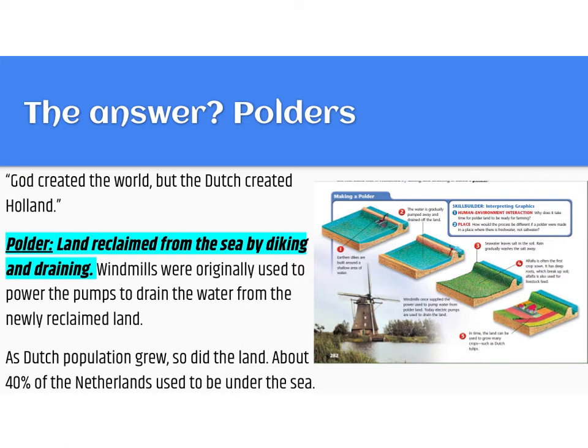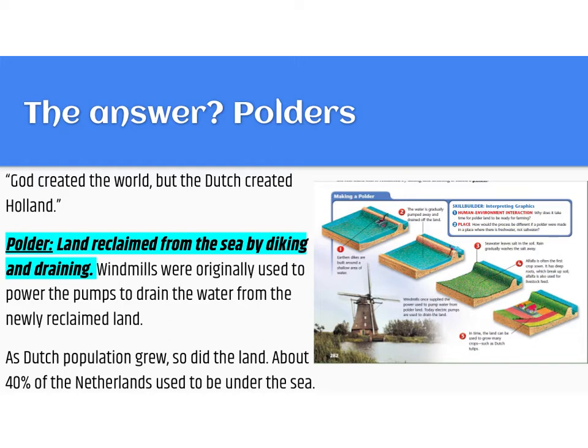So the answer that they came up with was something called Polders. The quote at the top of this slide I love: the idea that God created the world, but the Dutch created Holland. Now, Holland is another name for the Netherlands. So the idea that using engineering, technology and advancements, the Dutch have found a way to sort of protect themselves from flooding and reclaim land as well.